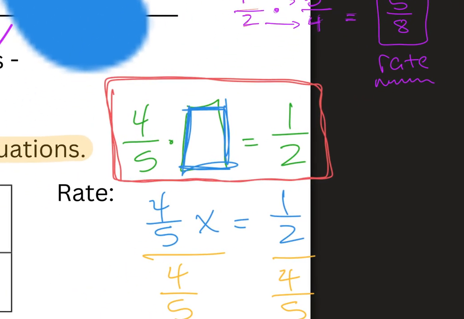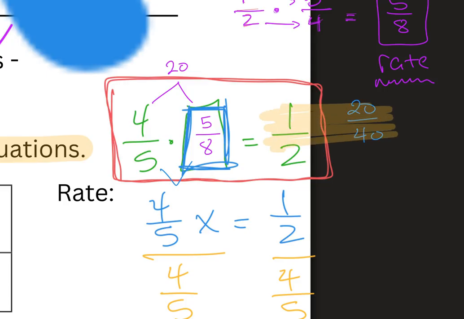Let's take the 5/8, which I'm telling you is the right answer. If we put that there, what's 4 times 5? It's 20. What is 5 times 8? It's 40. 20 over 40 is equal to 1/2. They are the same. So that's why 5/8, that's why this guy is our rate, okay?